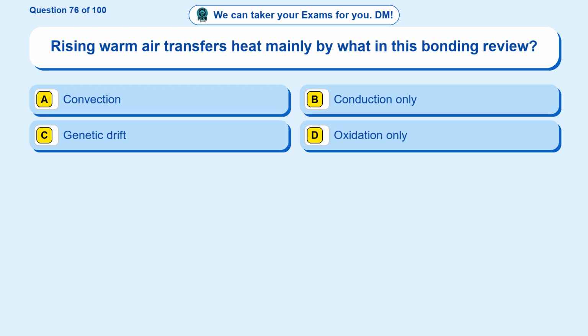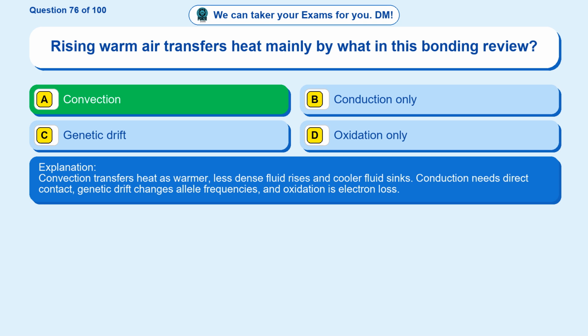Question 76. Rising warm air transfers heat mainly by what in this bonding review? Option A, convection. Option B, conduction only. Option C, genetic drift. Option D, oxidation only. The correct answer is option A. Convection. Convection transfers heat as warmer, less dense fluid rises and cooler fluid sinks. Conduction needs direct contact, genetic drift changes allele frequencies, and oxidation is electron loss.